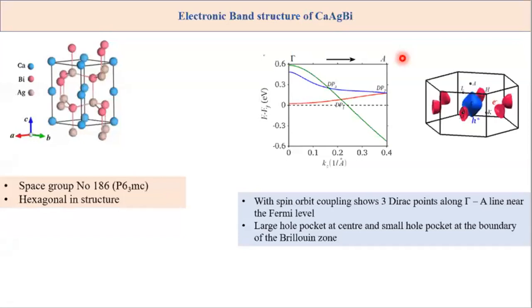But coming to the point, as I described, I will discuss a few transport properties from a few flux growth techniques employed in our lab. So here is calcium Ag bismuth. It has a hexagonal structure, and it is known that the band structure shows some Dirac point along the high symmetry line.